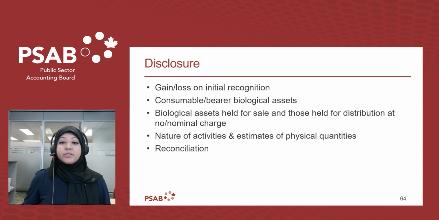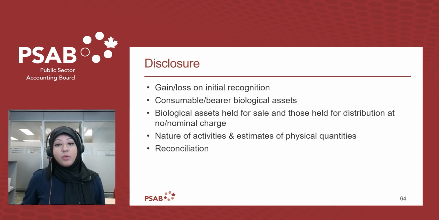This slide includes some of the disclosures related to IPSAS 27. Some disclosure requirements for biological assets and agriculture produce include gains and losses on initial recognition, consumable or bearer biological assets, assets held for sale, and those held for distribution at no or nominal charge, the nature of activities and estimates of physical quantities, and reconciliations. And this takes us to the end of this session.